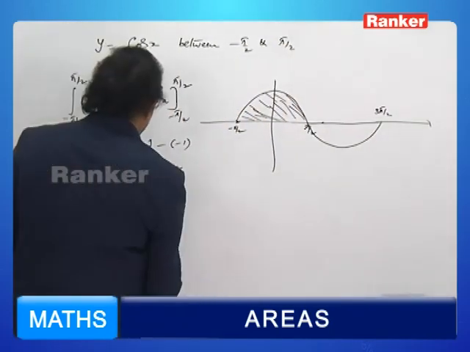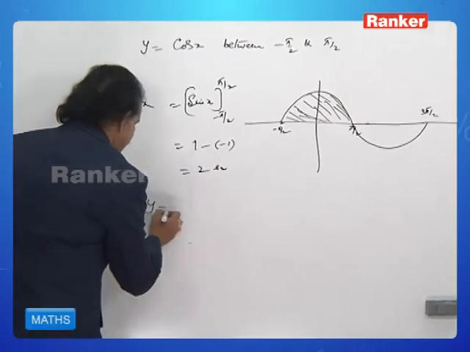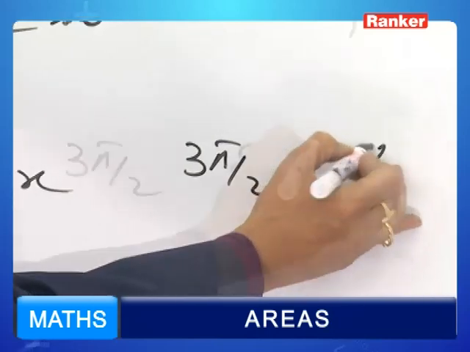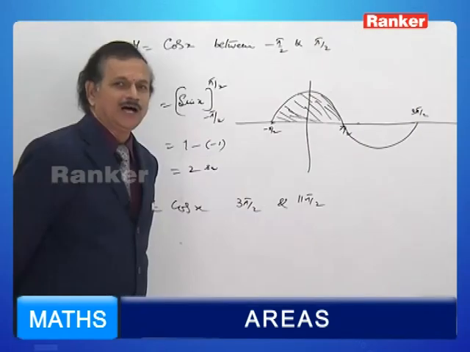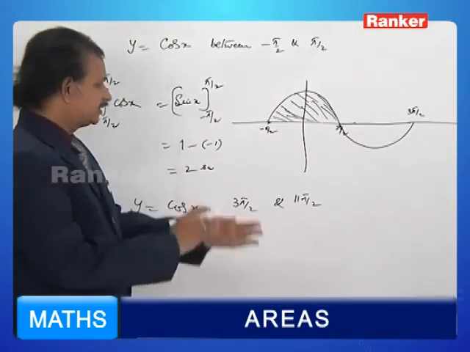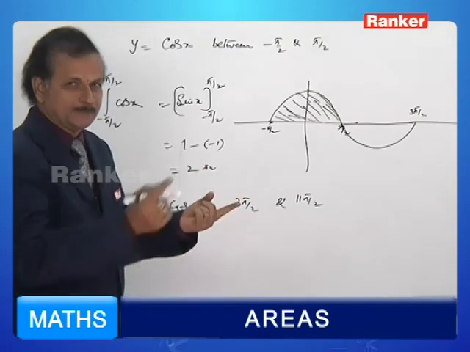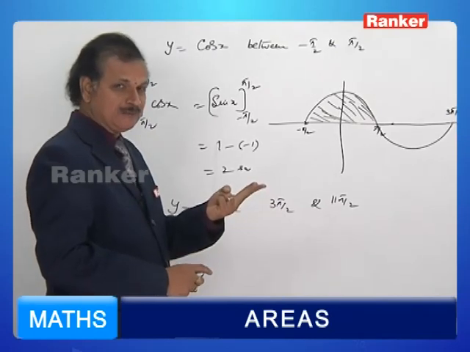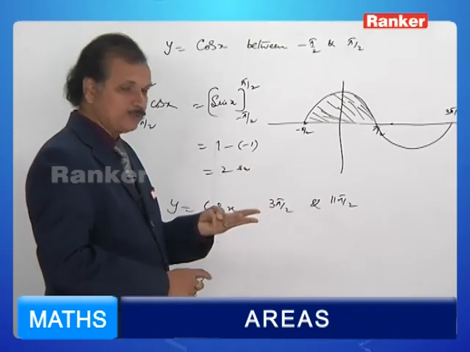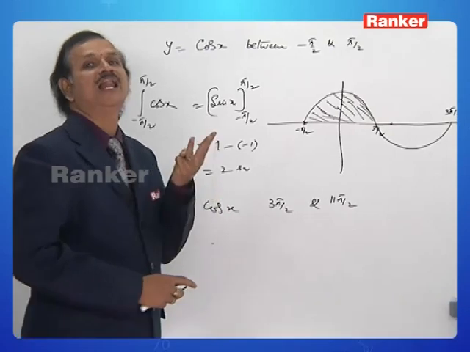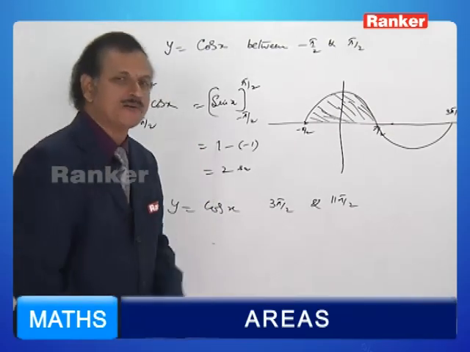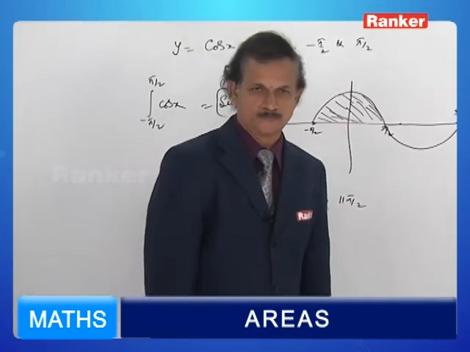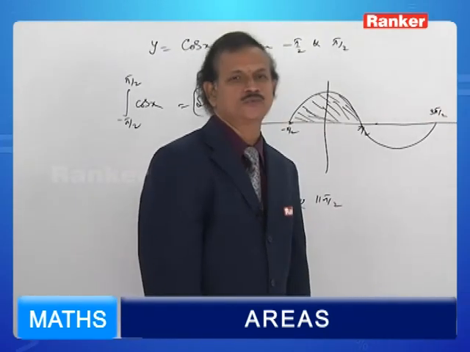Come on. Now, what is the area of y is equal to cos x between 3 pi by 2 and 11 pi by 2? How many loops will be there? 3 pi by 2 to 5 pi by 2, 5 pi by 2 to 7 pi by 2, 7 pi by 2 to 9 pi by 2, 9 pi by 2 to 11 pi by 2. How many parts? 4 parts. So the required area is 8 square units.